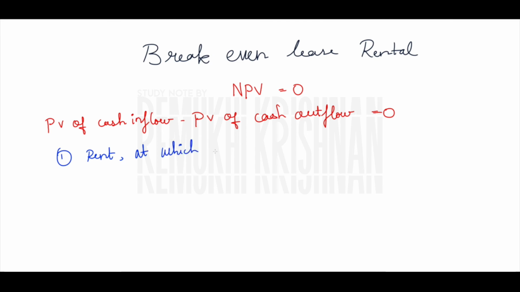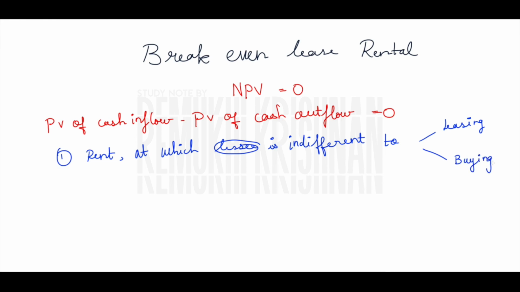So the rental at which the lessee remains indifferent to the choice between leasing and buying is called the break even lease rental. Both are the same. The lessee is in an indifferent position; either this or that is going to land him in the same place. That is your break even lease rent. So this is one important point.